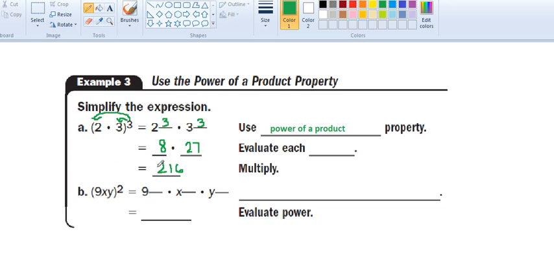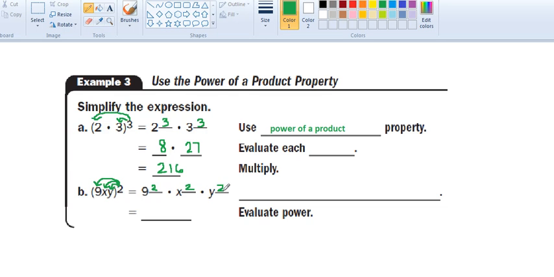Now, let's try it with variables. So again, this square out here is going to apply to everything inside the parentheses. So the square is going to apply to that, and to that. So this is 9 squared times x squared times y squared.